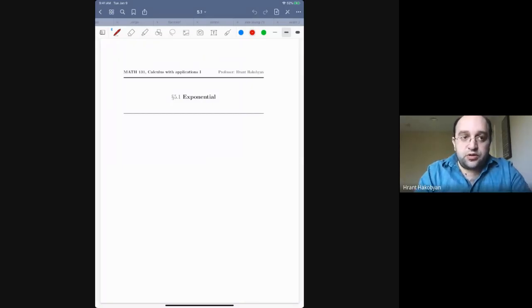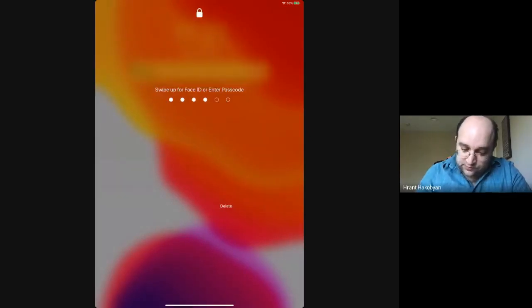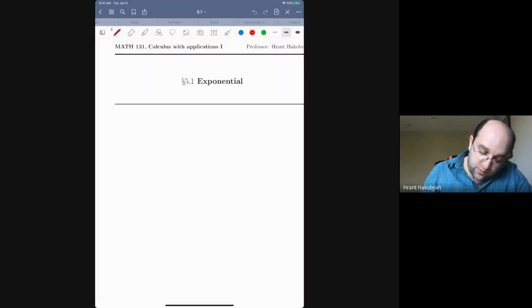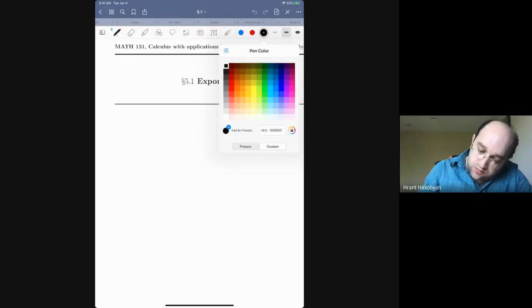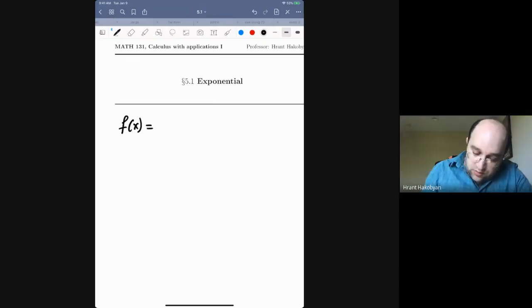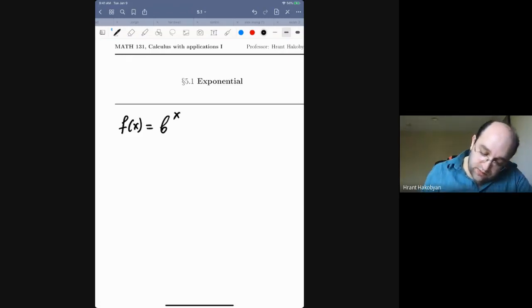So today we're gonna talk about exponential functions. Let me start by giving the definition of an exponential function. An exponential function is a function which looks like this: f(x) is equal to b to the power x. Every function which looks like this is called an exponential function.